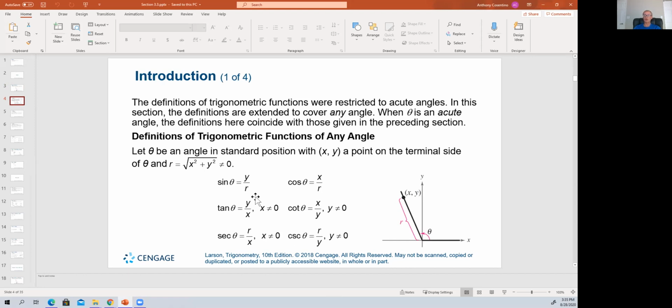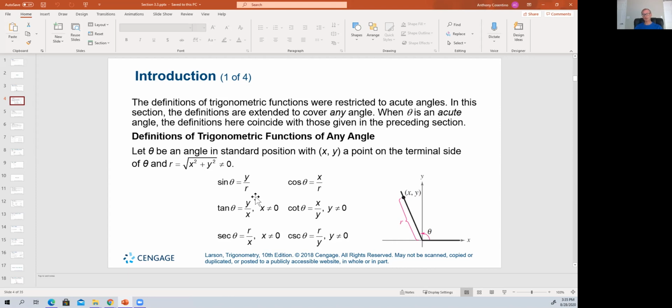So first of all, by our definition, the hypotenuse can never be zero, because we're always going to have at least some x value or some y value. Even if you have 0 degrees, you're on the x-axis. The y value will be 0, but the x value will be something. And for example, at 90 degrees, the x value is 0, but you still have a y value.